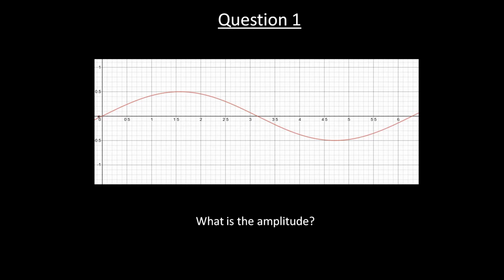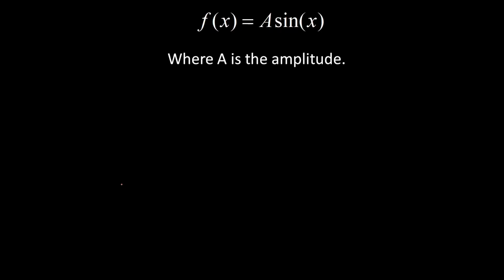So we want to take the central axis that splits it in half, and then we want to look, how high does this go from the central axis? It goes 0.5. And that's the amplitude. So this is what we have so far.